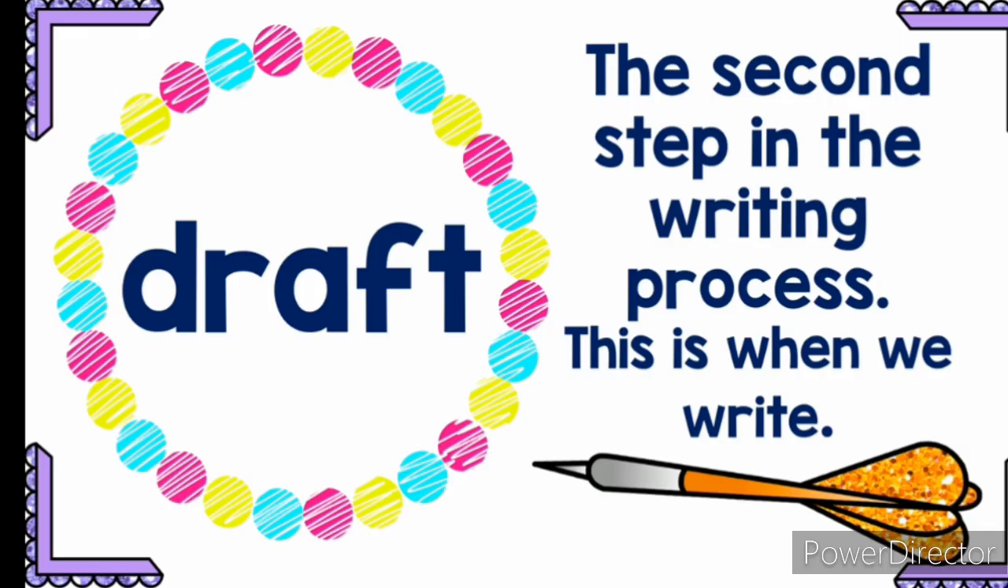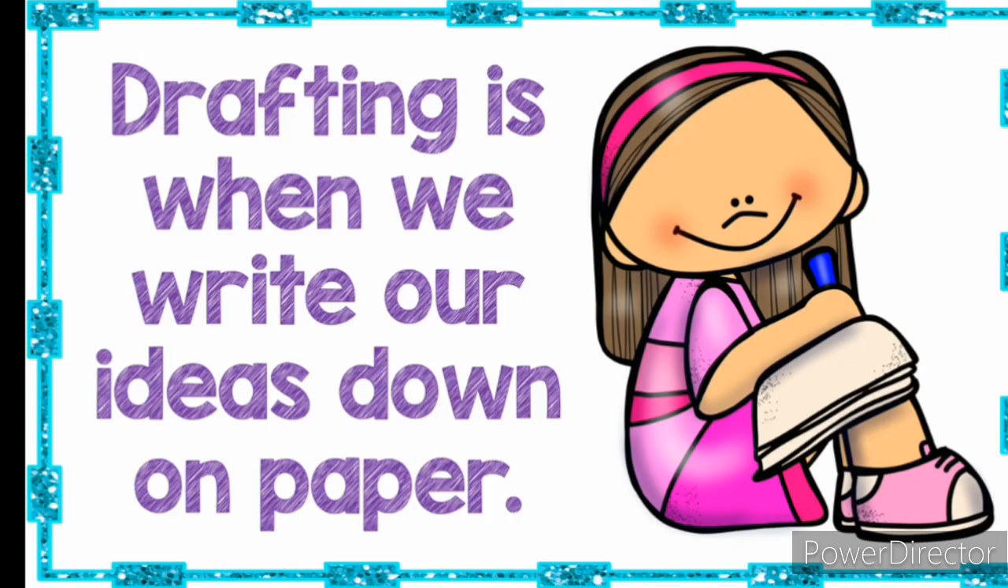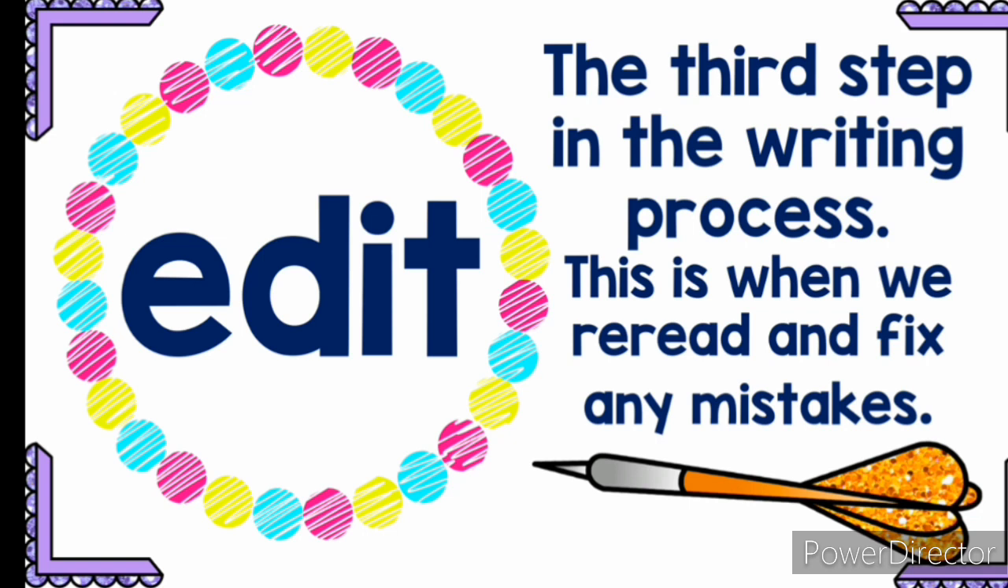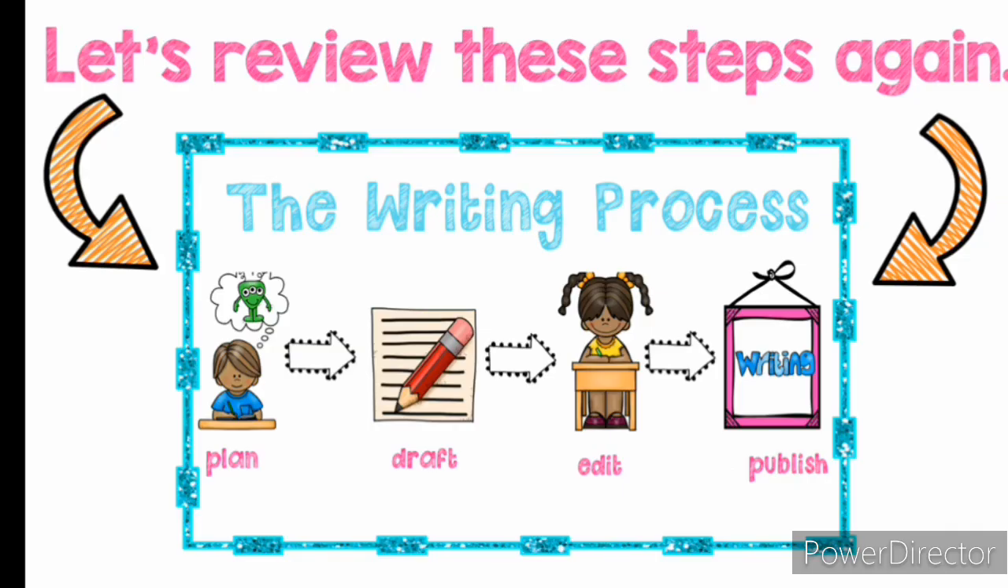Now, the second step in the writing process is draft. Everybody say draft. This is when we write what you've planned. Drafting is when we write our ideas down on paper. The third step in the writing process is edit. This is where we reread and fix any mistakes. Now, let's review the steps again. The writing process: we have plan, draft, edit, and publish.